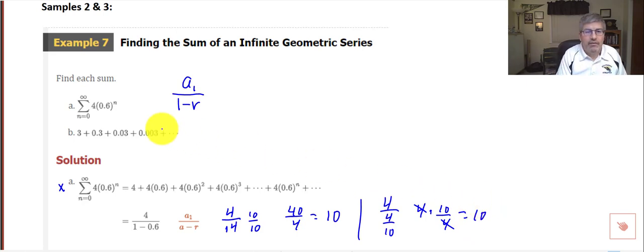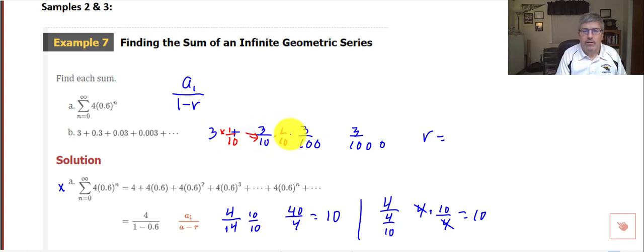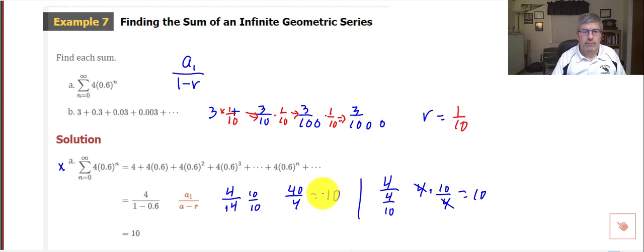For B, they just give us the pattern. 3 and then 3/10 and then 3/100 and then 3/1000. If we wrote those out, 3 plus 3/10, 3/100, 3/1000. Well, you may see that I'm multiplying each one of these by 1/10. 3 times 1/10 is 3/10. 3/10 times 1/10 is 3/100, times 1/10 is 3/1000. So my r here is 1/10.